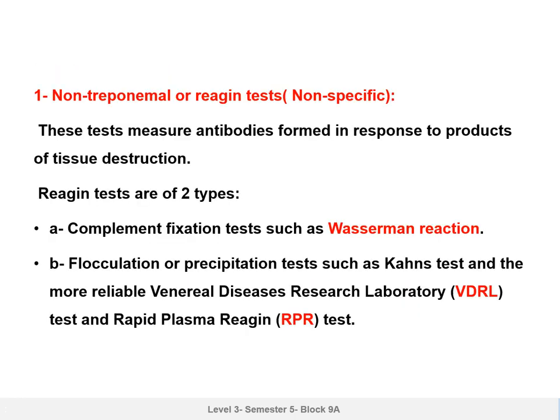The non-treponemal or reagin test includes the following. This test measures the antibodies formed in response to products of tissue destruction. Reagin tests are of two types. The first is the complement fixation test, such as the Wassermann reaction. The second is the flocculation test, such as the Kahn test, but the most famous is VDRL, which is the Venereal Disease Research Laboratory test, and RPR, which is rapid plasma reagin. So there are the Wassermann reaction, VDRL, and rapid plasma reagin.